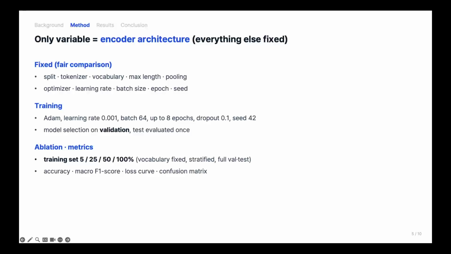For a fair comparison, the only variable is the encoder. Everything else is fixed. I trained with Adam, learning rate 0.001, batch 64, up to 8 epochs, and seed 42, selecting on validation and testing once. I also ran a data efficiency evaluation at 5, 25, 50, and 100%, measuring accuracy, macro F1, loss, and confusion matrices.